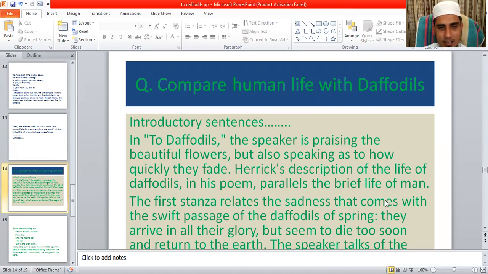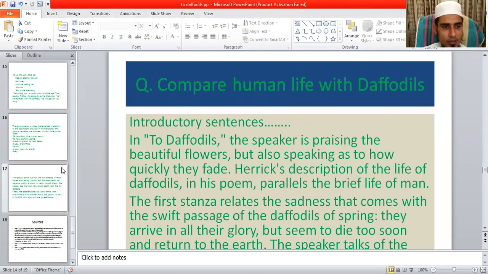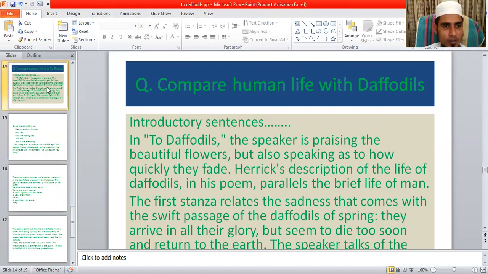So then you can give the second stanza of the answer of the questions. So here is an answer. You can say, in To Daffodils, the speaker is praising at first the beautiful flowers, but also speaking as to how quickly they fade.